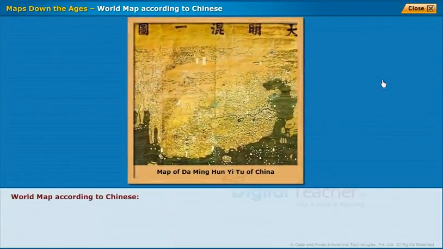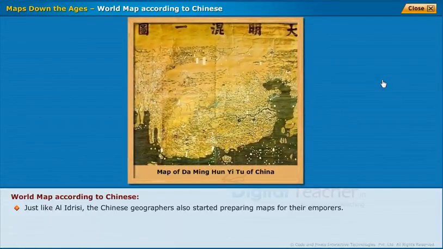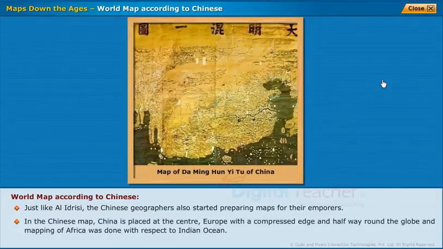World map according to Chinese. Just like Al-Idrisi, the Chinese geographers also started preparing maps for their emperors. In the Chinese map, China is placed at the center, Europe with a compressed edge and halfway round the globe, and mapping of Africa was done with respect to Indian Ocean.